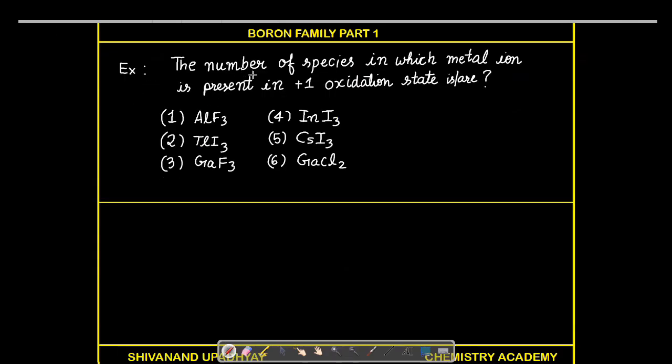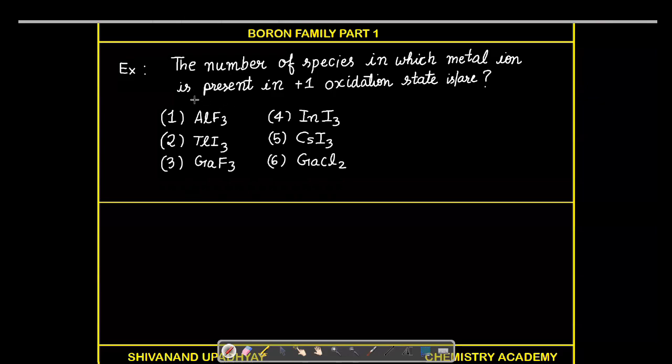First example: the number of species in which the metal ion is present in +1 oxidation state is. So if we go through the first option, AlF3, fluorine is present in -1 in all of its compounds. So I can write here that the oxidation state of aluminium will be +3.